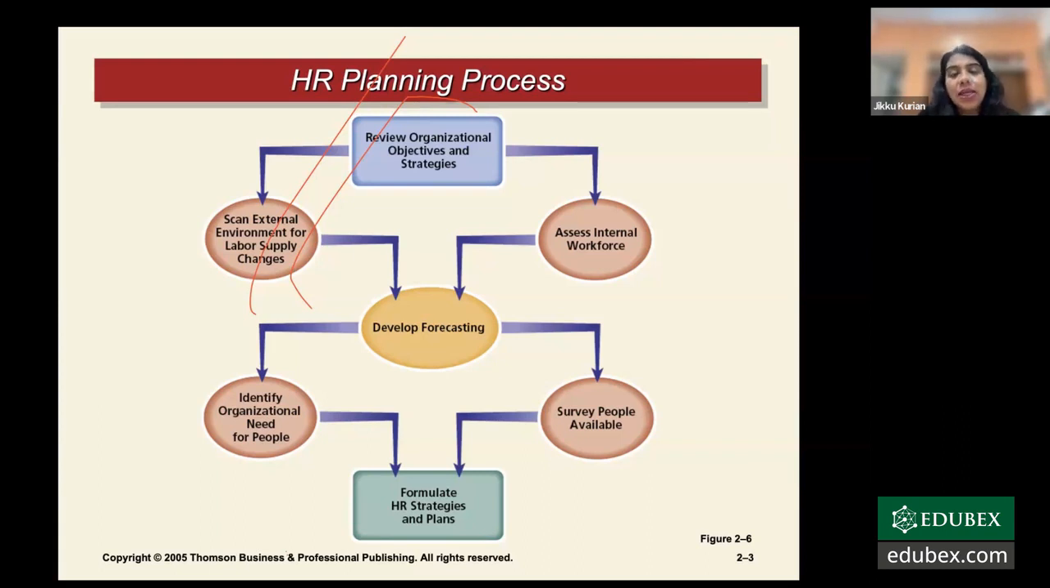So based on all these assessments, we will go for forecasting methods and identify the organizational need for people. If we have an excess number of employees available in the organization, what will we do? If we have a lesser number of people available with the organization, what will we do? So these are the gaps, and we will identify the gaps and formulate strategies and plans to work out how to meet or bridge the gap.